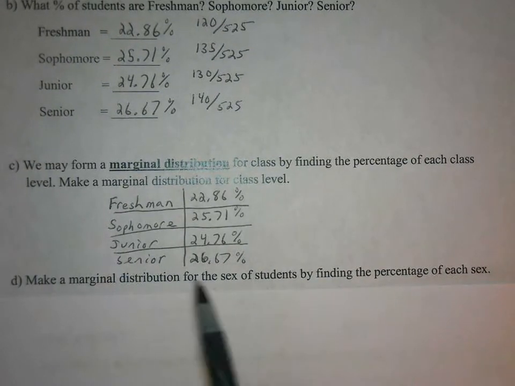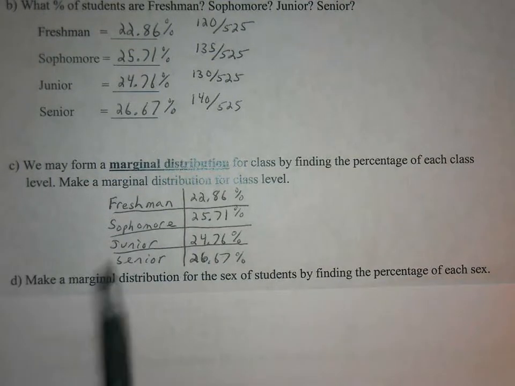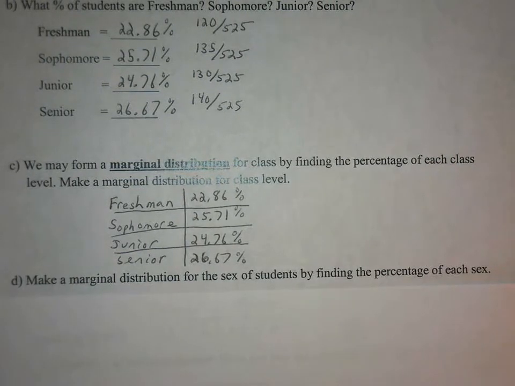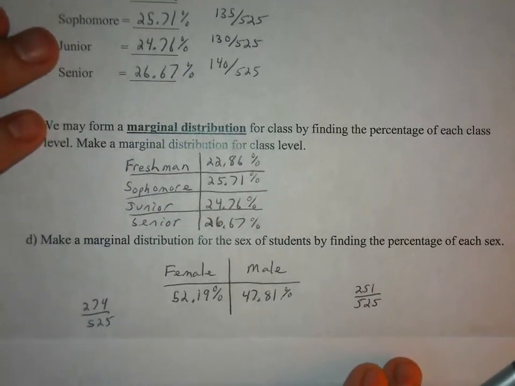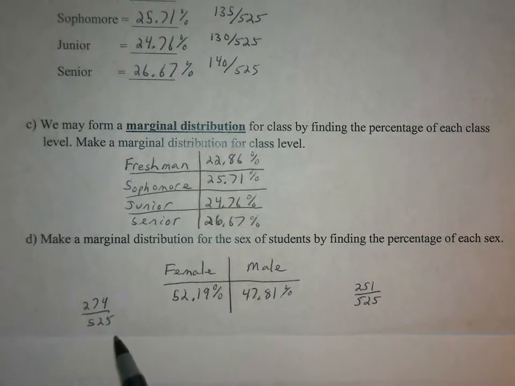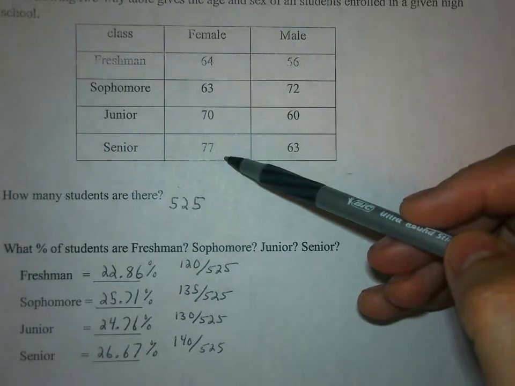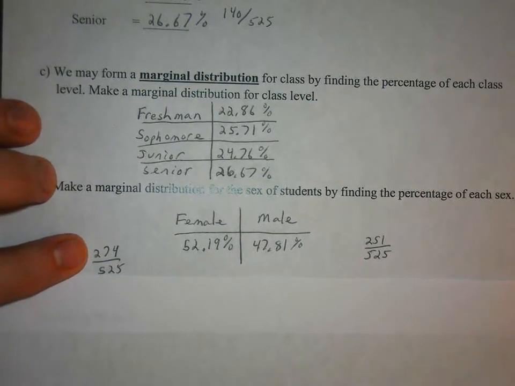Next part, we'll make a marginal distribution for the sex of the students by finding the percentage of each sex. So rather than looking at a distribution for class, now we're going to look at male or female. So you look at the number of males and the number of females, find the percentage of each. There were 274 out of 525 that are females for 52.19%. And then the remaining 251 out of 525 were the males. So if you were to add up the female column, you get 274, out of the 525 is 52.19%.